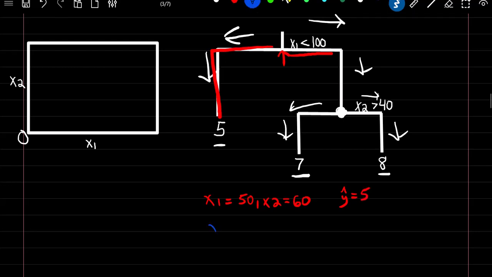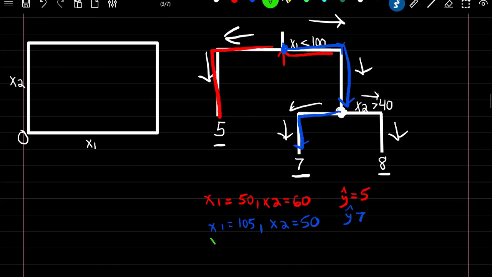Now if we say our x1 is equal to 105 and our x2 value is equal to 50. Our first root node is x1 less than 100. No. So we're going to go to the right. And we get to our next node: is x2 greater than 40? Yes. So we'll go to the left. So our final predicted value would be 7.